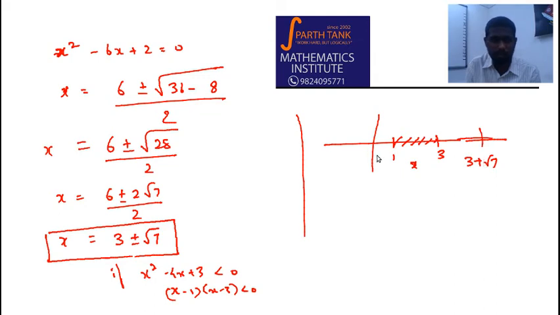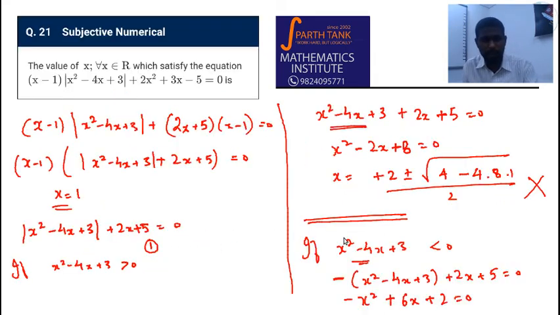What about 3 minus root 7? 3 minus root 7 is 3 minus 2 point something. So it will be point something, right? So it is less than 1. So 3 minus root 7 is here, 3 plus root 7 is here. So it is not within the actual region where we have considered the root. So even this is not allowed. So the only allowed value is x is equal to 1. So the answer is x is 1. This is the only allowed value.